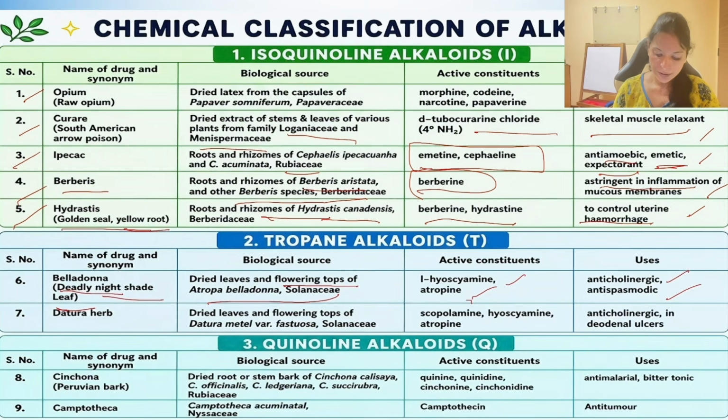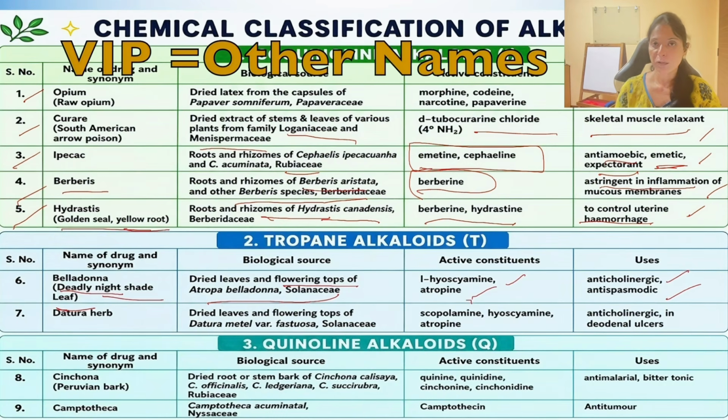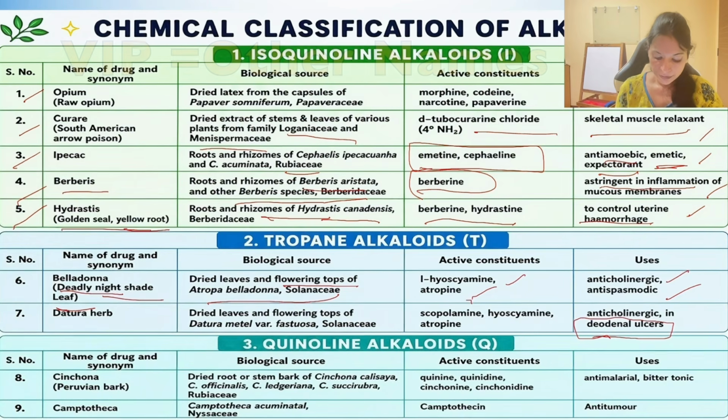And another one is our quinoline alkaloids. The quinoline alkaloid examples are cinchona and camptotheca. And cinchona is very important, because this was also very commonly repeated in our previous year questions. That is, the other name of cinchona is Peruvian bark. The other names are very important along with our exceptions as mentioned earlier.